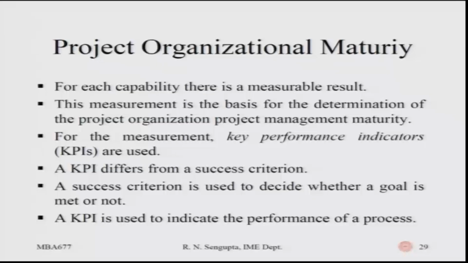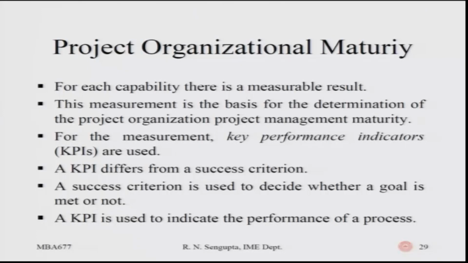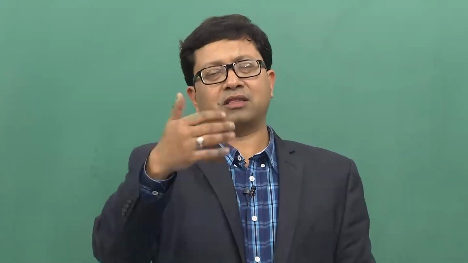A success criteria is used to decide whether a goal is met or not, while the key performance indicators would be utilized to analyze the overall functioning of the project at different points of implementation. A key performance indicator is used to indicate the performance of a process as it is going, while the success criteria is used once you reach the goal, to analyze the overall project. So, obviously, one is an ongoing process on a case by case basis, either on a macro level or on a micro level, and the other is after the overall project is implemented, using the concept of project management tools, which we would learn as we proceed.